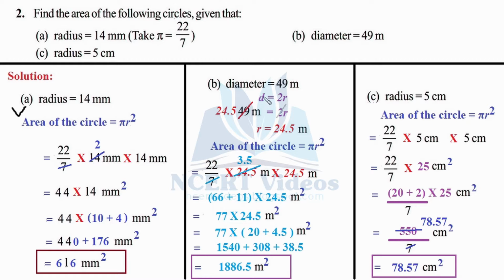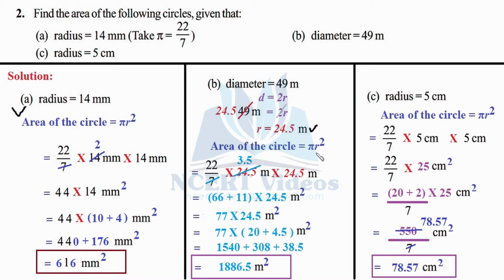This can be represented with small d equals 2r, because we have studied the diameter is double the radius. So first of all, we will get the radius. The diameter is 49 m. We are just writing it in equation form, equal to twice r, because r we have to find. Now we can cancel it. 1 2 is 2, 2 2s are 4, 2 4s are 8, 1 is remainder. So 1 0, the decimal comes, 2 5s are 10. So 24.5. Radius is 24.5 meter.